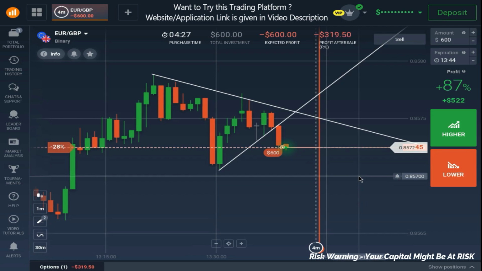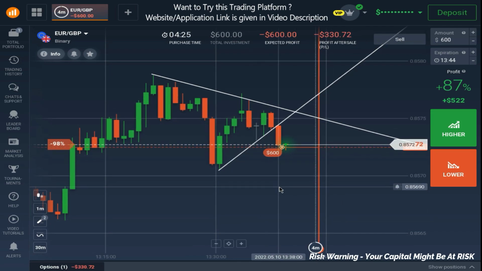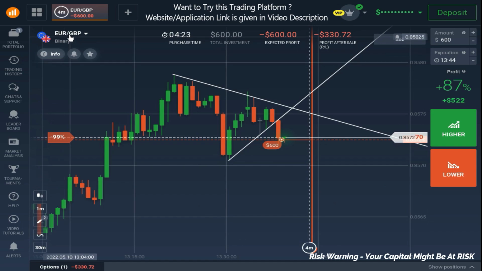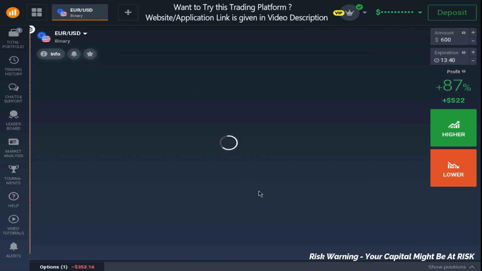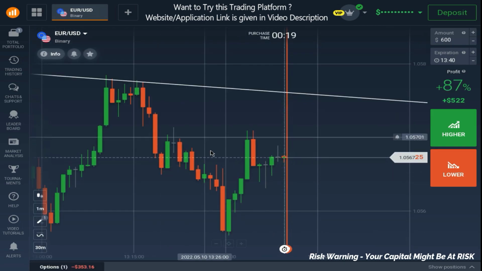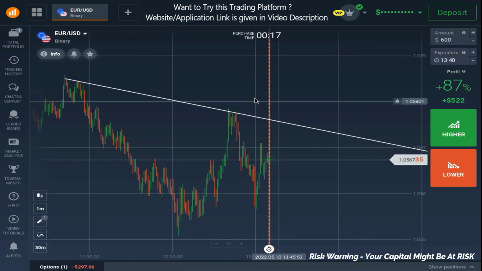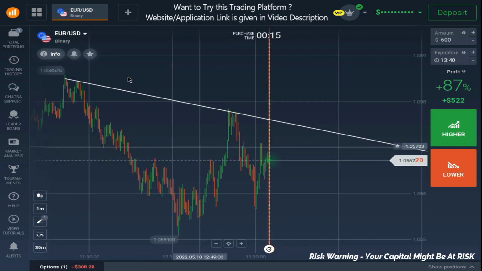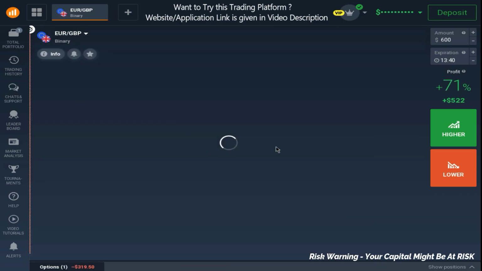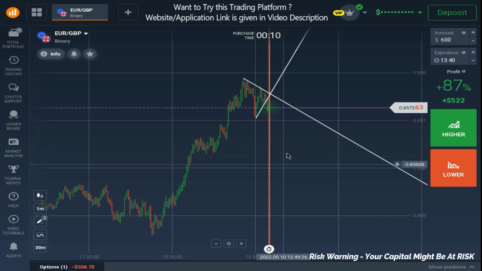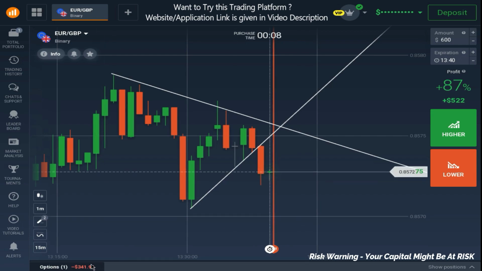So we have placed our trade for the put option, and I have changed the chart actually. Of course, previously I was working on the Euro US dollar chart, but I didn't find any proper opportunity after waiting for half an hour. So I changed the chart, and in this chart I found one opportunity, and so I placed the trade.